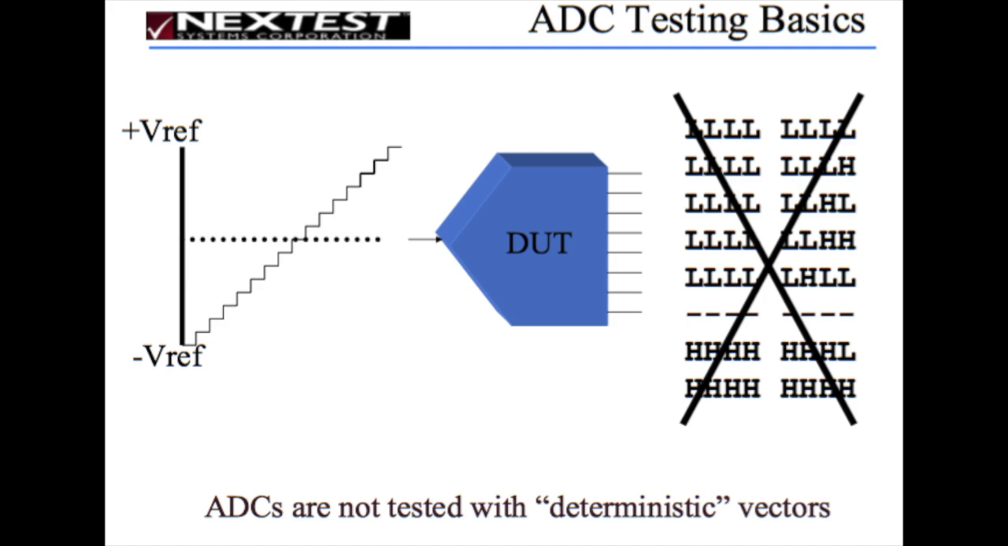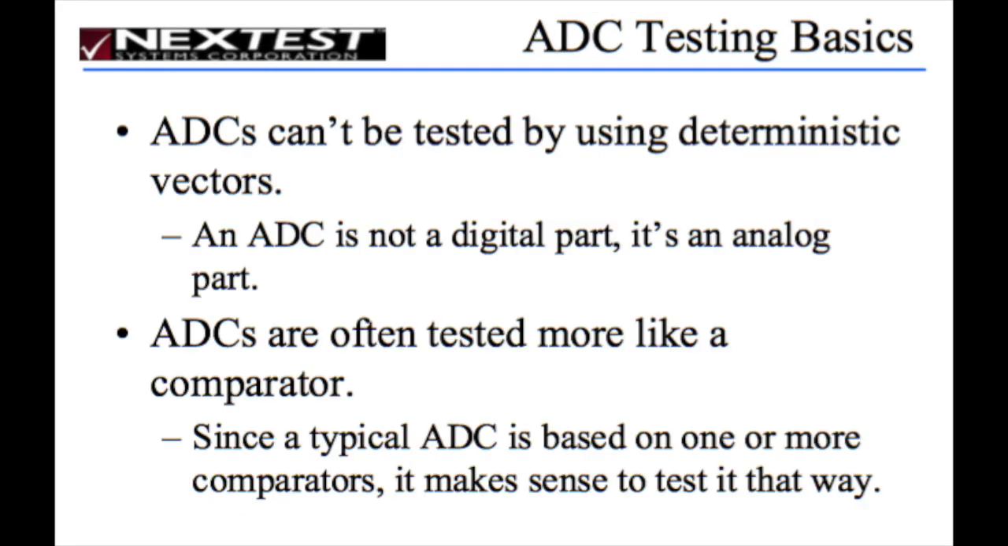They're analog components. They're analog devices. Hence the name. ADCs cannot be tested using deterministic vectors. An ADC is not a digital part. It's an analog part. It does put out digital at the end, but it converts analog to digital. So we have to treat it like an analog part. ADCs are often tested more like a comparator. Since a typical ADC is based on one or more comparators, it makes sense to test it that way.